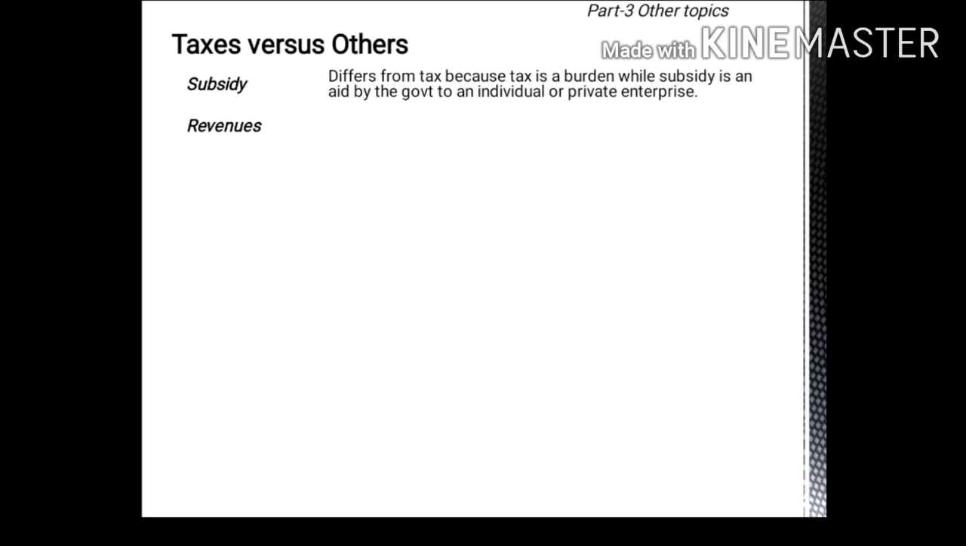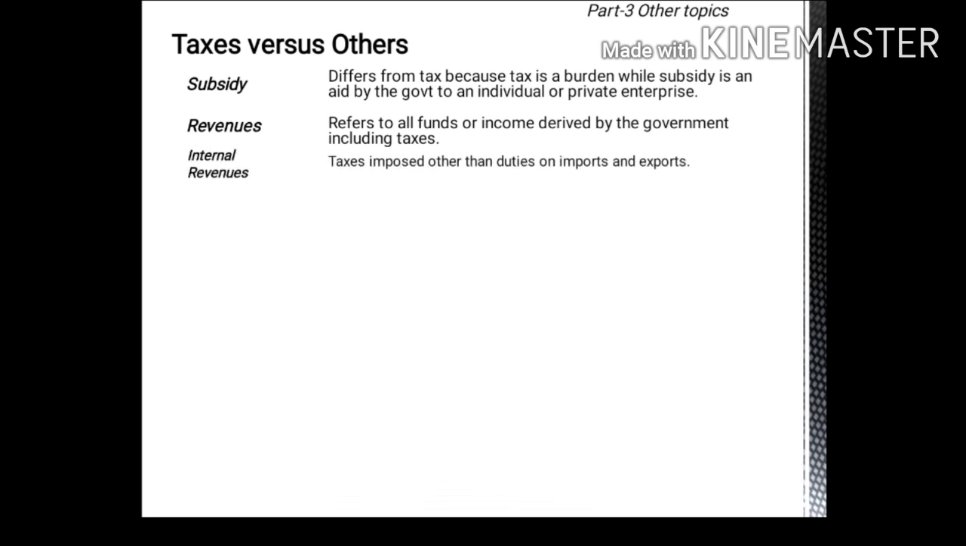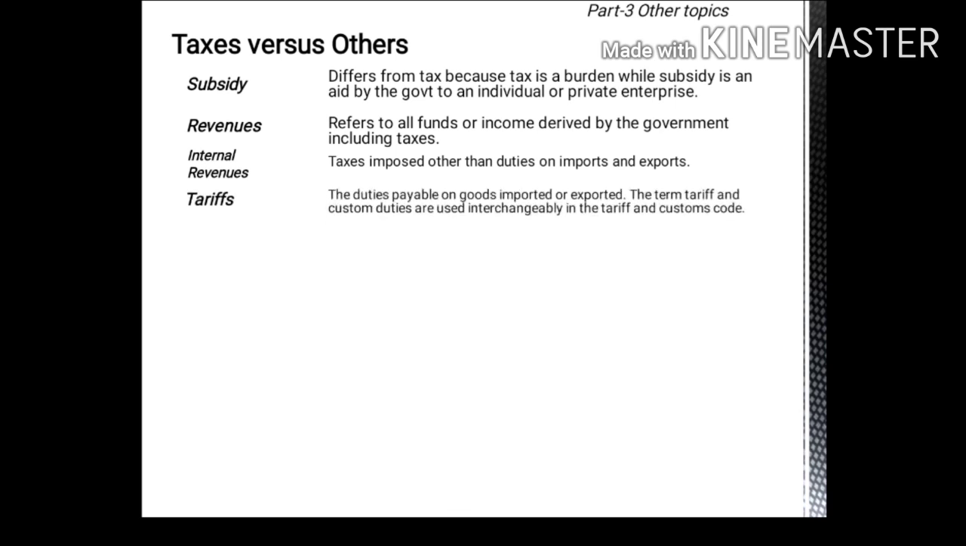Next term is revenues. Revenues is general in nature. It includes all the funds or income derived by the government. Isa lang ang taxes sa revenues. We have internal revenues. These are taxes imposed other than duties on imports and exports. Tariffs. Tariffs are the duties payable on goods imported or exported. The term tariff and custom duties are used interchangeably in the tariff and customs code.